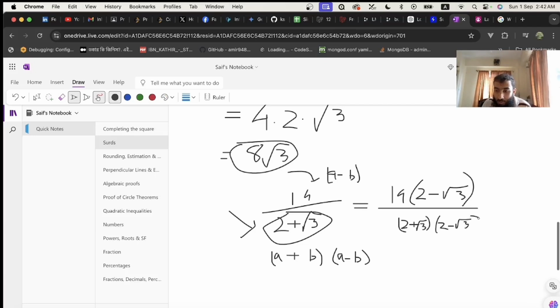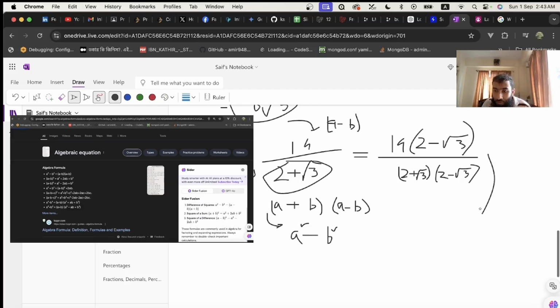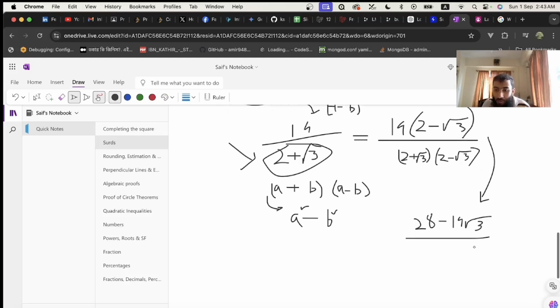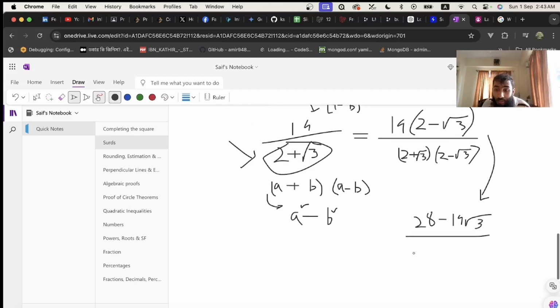Okay, so as you can see, we can put it in a formula like A square minus B square, right? So we can put this whole number in a formula like this. The numerator part is 14 into 2 minus 14 into root 3, which is 28 minus 14 root 3. And the denominator part is what? 2 square minus root 3 square, which is A square minus B square.